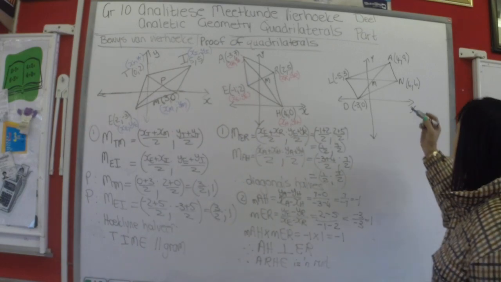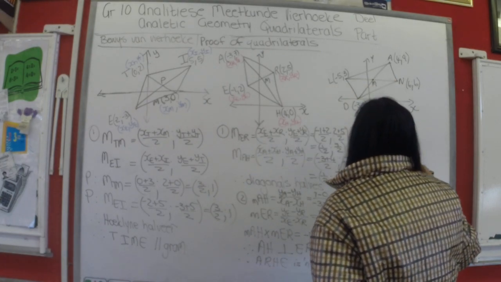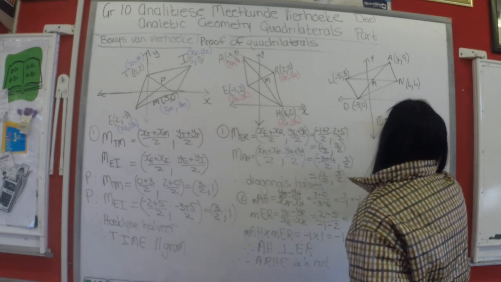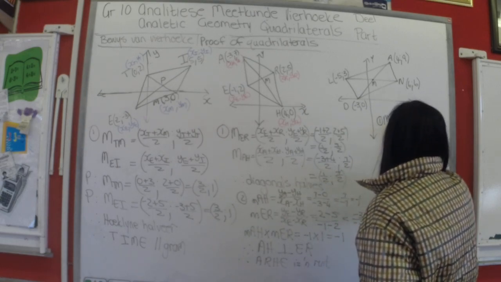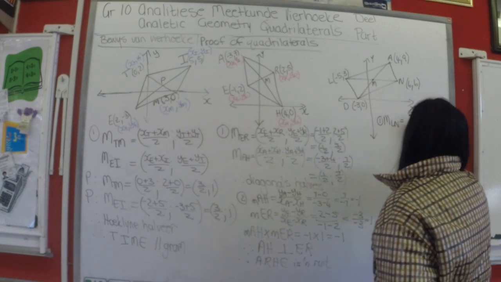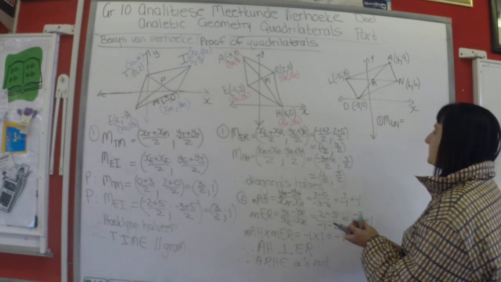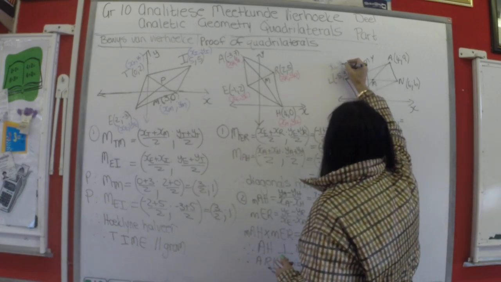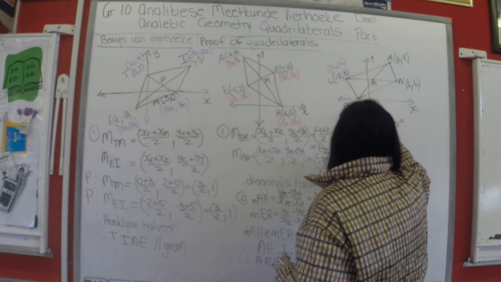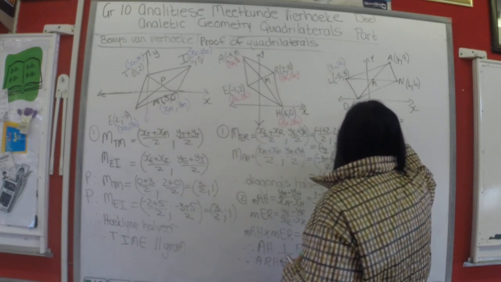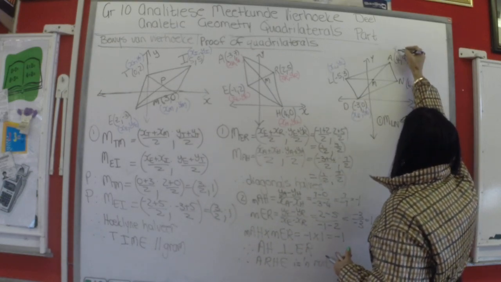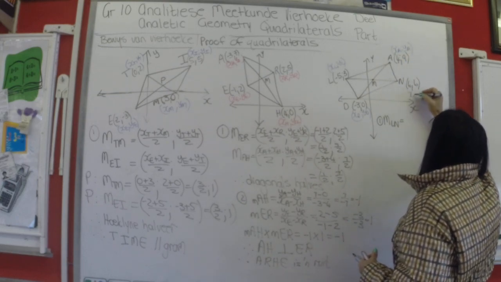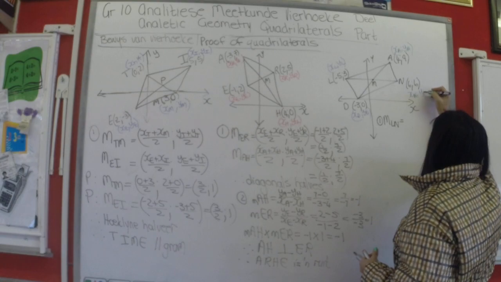Number 1, again, I must prove that M is the midpoint. So we're going to do number 1 again. We're going to get the midpoint of LN. Okay, let's do that first. Let's write down die X van L, Y van L. Die X van D en die Y van D. Die X van A en die Y van A. Die X van N en die Y van N.